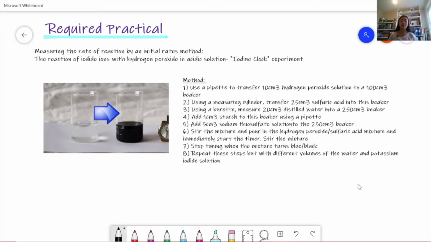thiosulfate solution. We then stir the mixture and pour in the hydrogen peroxide sulfuric acid mixture and immediately start the timer. We then stir the mixture and stop timing when the mixture turns blue-black. And we repeat these steps, but with different volumes of the water and potassium iodide solution. So what's actually happening here is that the hydrogen peroxide reacts with the iodide ions to form iodine and thiosulfate ion. And we write this in the equation like this.